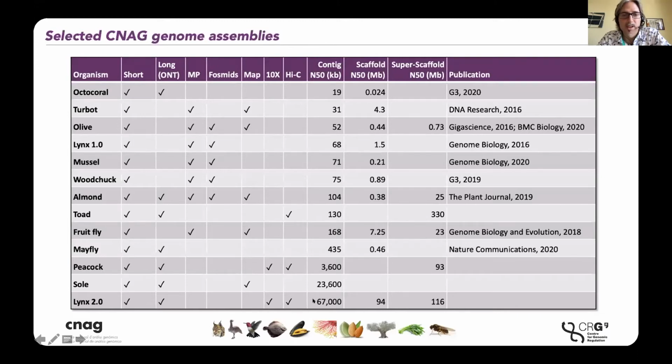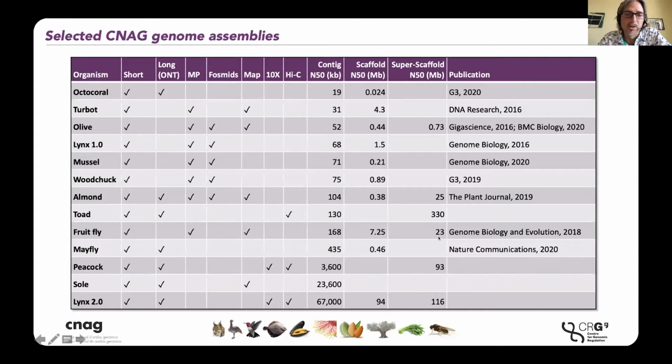And you see that these happen to be our more recent assemblies. We have a peacock, sole genome will be talked about later on, as well as the linked species that Jose Godoy will be speaking about. And you see that the contig N50s are actually in terms of megabases here: 3.6 megabases, 23.67 megabase contig N50, meaning no gaps.